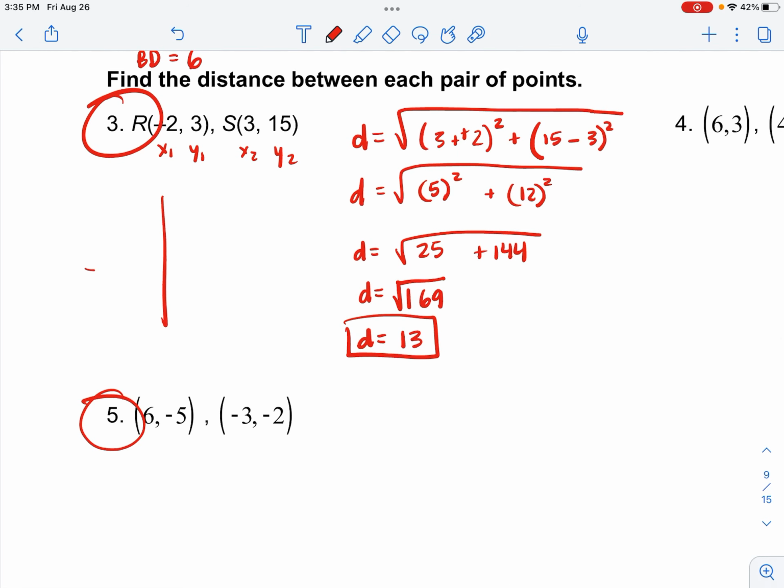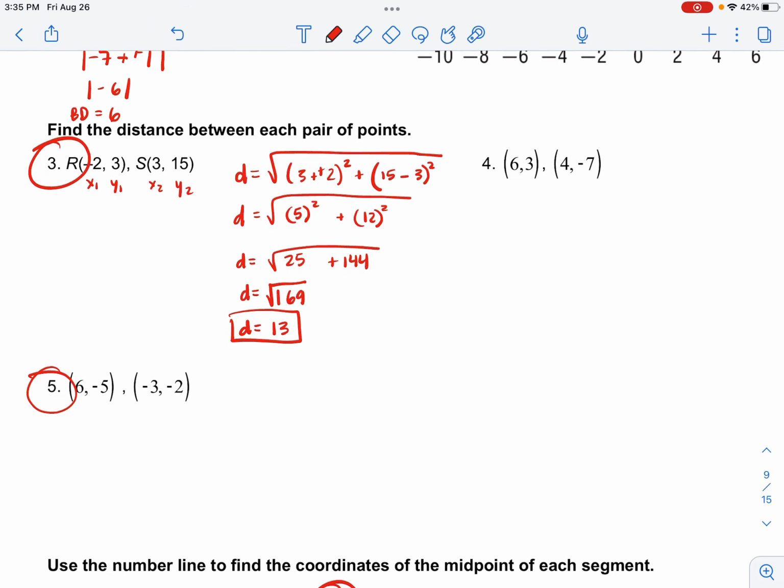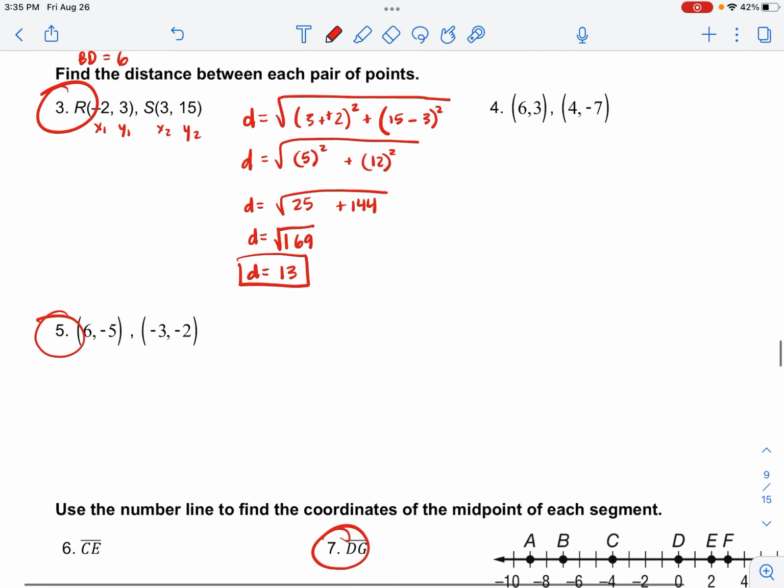And that just means if I were to draw this out, -2, 3 is somewhere over here. 3, 15 is way up here. 3 to the right, 15 up. And this distance between them is 13 units. So that's what this is showing you. That's what this is saying, okay? When we're in the coordinate plane, we could actually calculate the distance.